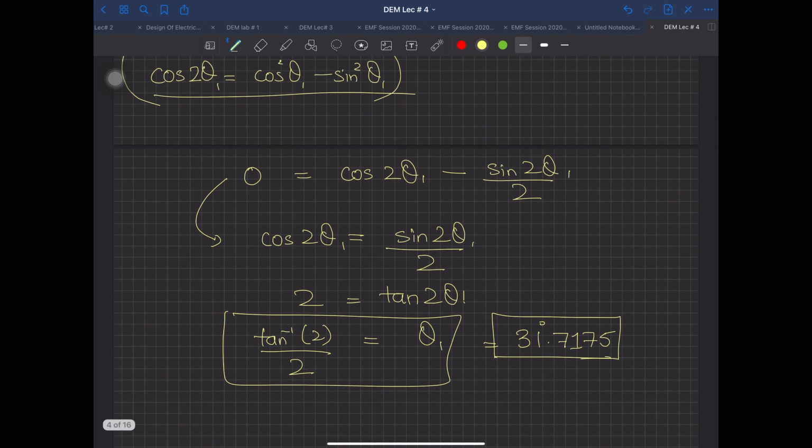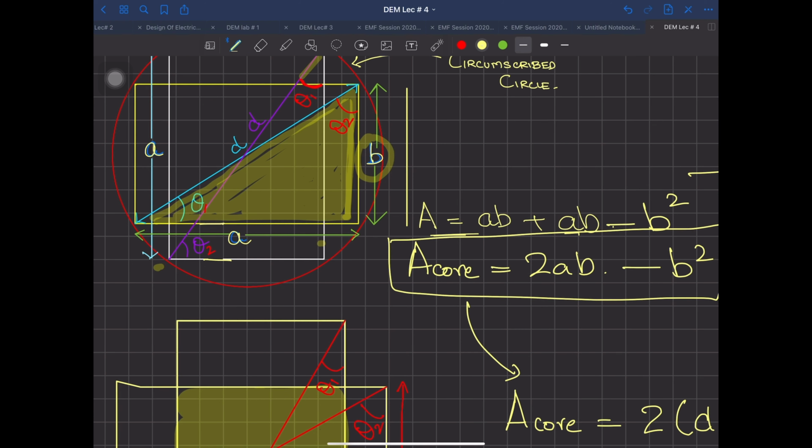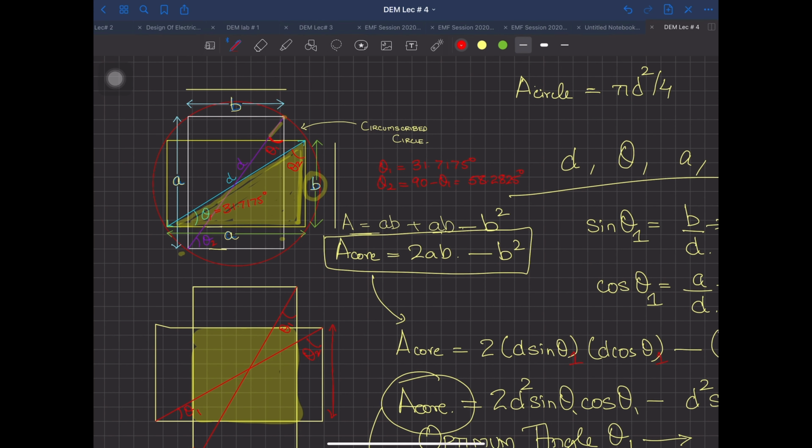So what this is telling me, that if I go back on my diagram over here, this angle theta 1 is equal to 31 point, again sorry, 7175 degrees. And what this means, that when theta 1 is equal to 31.7175 degrees, what is theta 2? 90 minus theta 1, and that is 58.285 degrees. 2825. This is the optimum value.